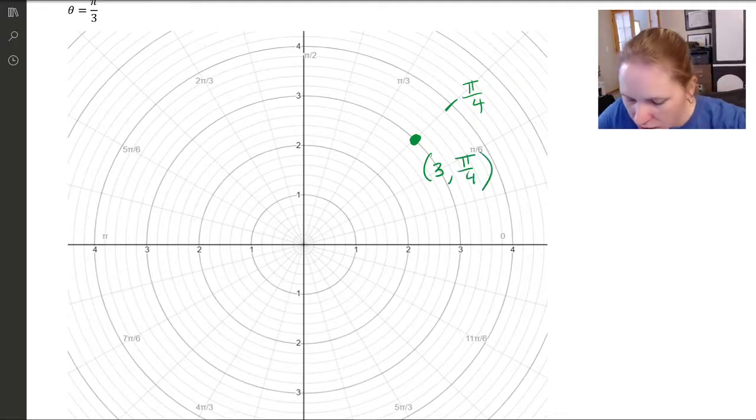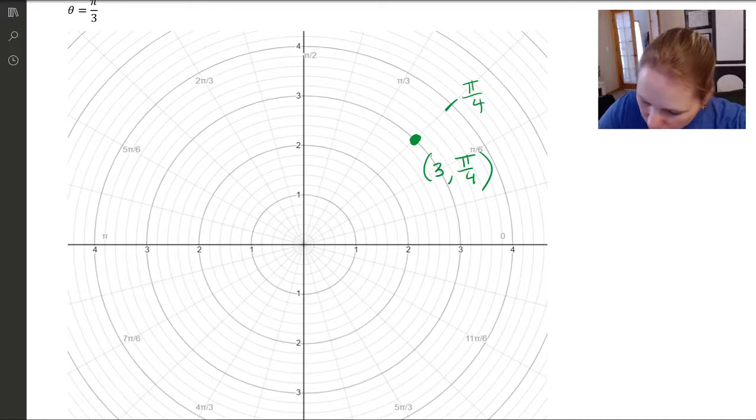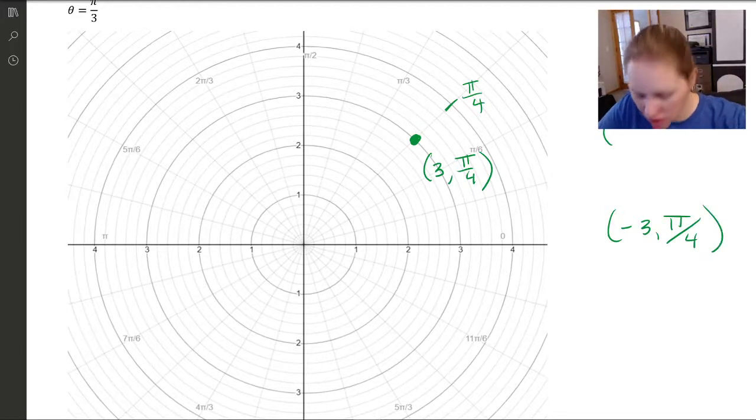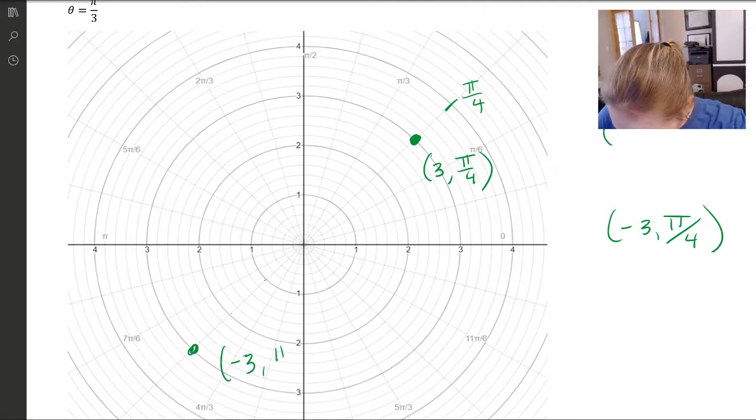It's important to recognize that if we have a negative r value, so for example, if I wanted to plot the point (-3, pi over 4), I would still rotate to the pi over 4 pole, but if r is negative, I would just go backwards, 1, 2, 3. So this would be the point (-3, pi over 4).